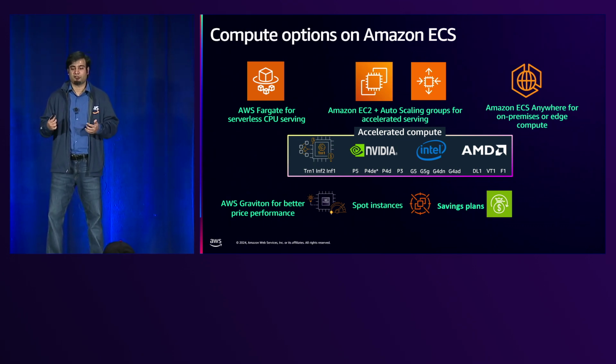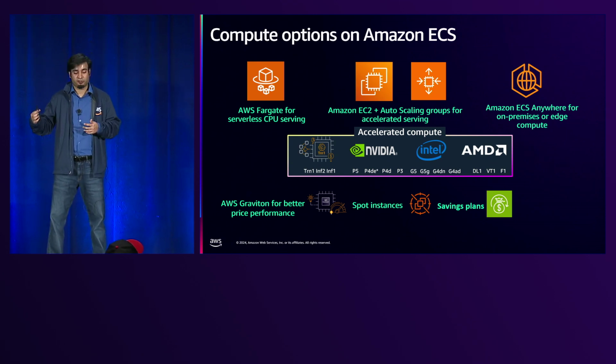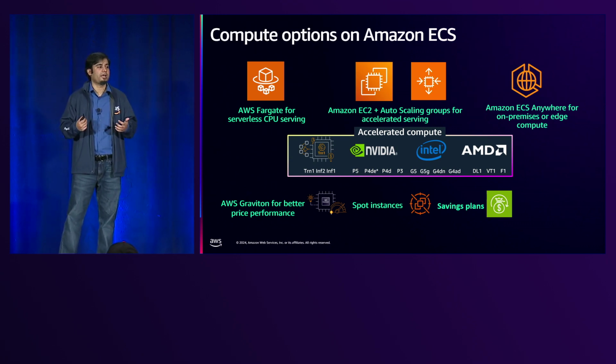And it provides you access to all of the available accelerated compute options that are available on AWS today, including the latest and greatest instances that are available with day one support on ECS. And then on the extreme end of the spectrum is Amazon ECS Anywhere, which can enable you to run your AI ML-based workloads on the edge in a hybrid manner.